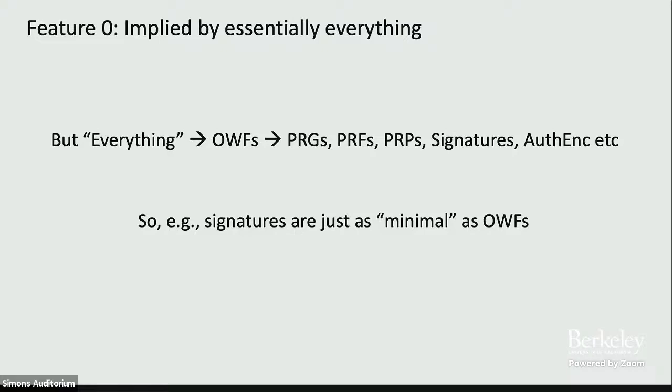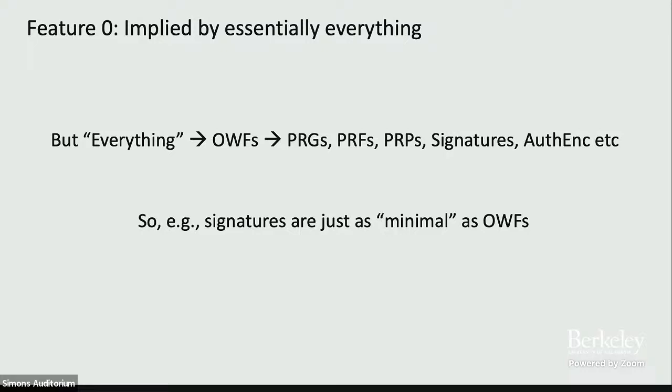Okay, so the obvious thing to start from, and I'll call this feature 0, is that one-way functions are implied by essentially everything in crypto. So in a feasibility sense, they are minimal because if you can do anything, you can do one-way functions, at least anything in the computational setting.